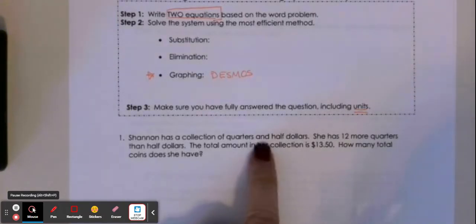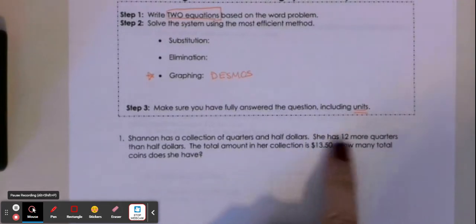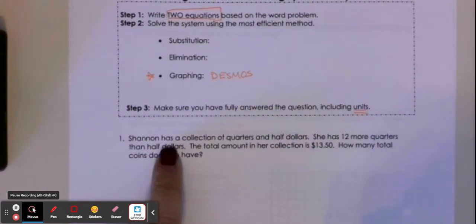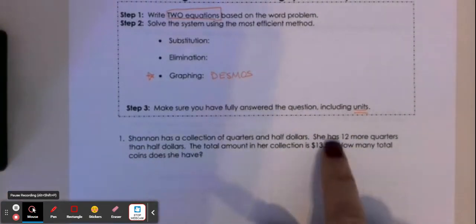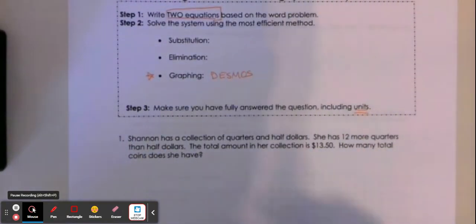Shannon has a collection of quarters and half dollars. So she has two different things, quarters and half dollars. She has 12 more quarters than half dollars. There's some information I know about how to compare how many quarters to half dollars she has. The total amount in her collection is $13.50. How many total coins does she have?